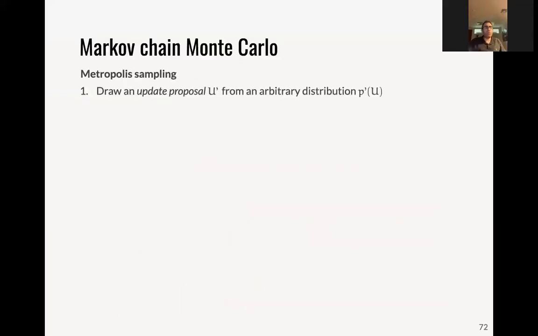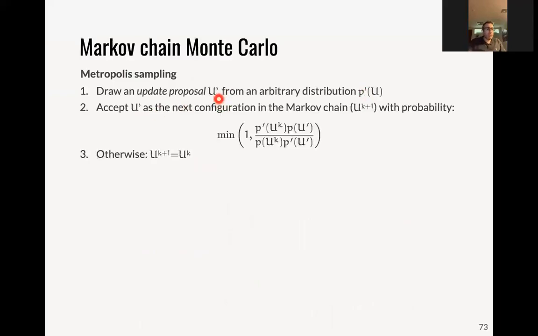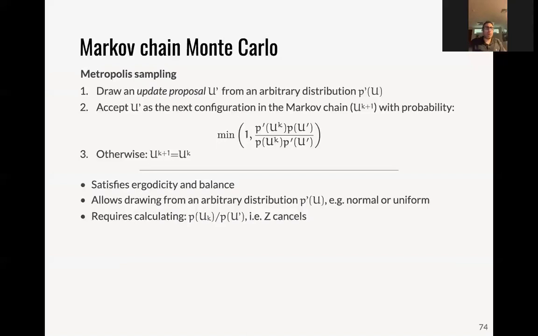So in a typical workflow using Metropolis sampling, what you do is you draw a trial U prime from an arbitrary distribution, right? This is P prime of U, not the desired distribution. And then you accept this new configuration as the next configuration in the Markov chain with a probability that is related to the ratio of the probability you're drawing from compared to the desired probability. So if you can draw directly from the desired probability P of U, then this will be min of 1, 1, and you will always accept these configurations. Okay, so that's just a trivial consistency check.